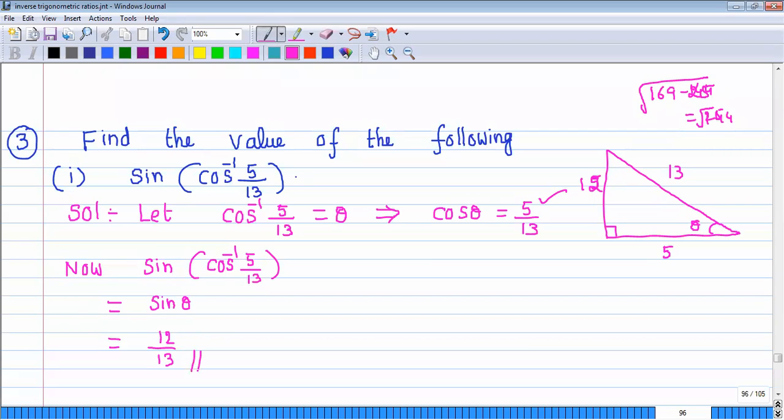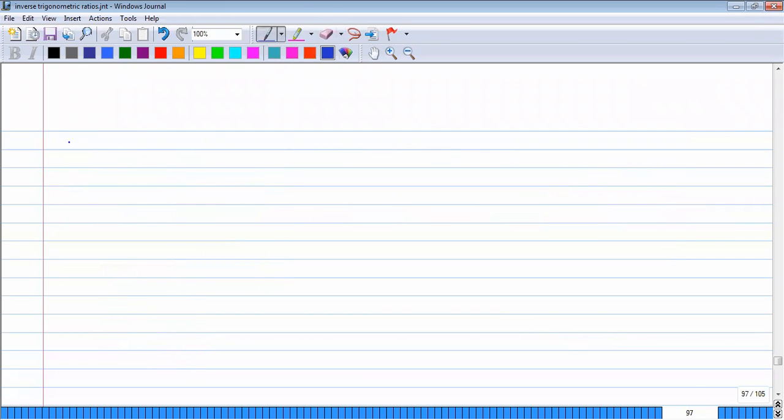Yes, sir. Okay. Shall I move to next question? Yes. You need to respond now. Second one. Tan of secant inverse 25/7. Okay, anybody just discuss about this problem?